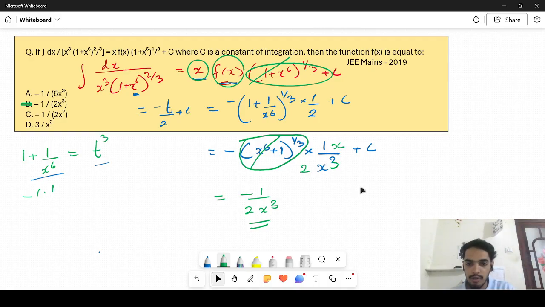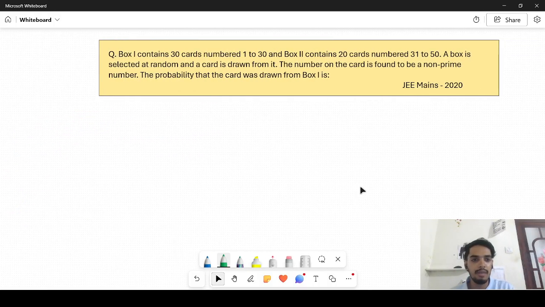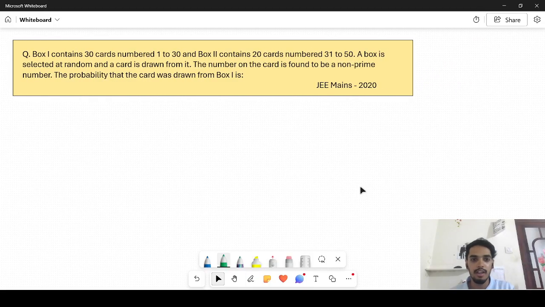Okay, shall we go forward? Maybe this will be our today's last question. This is from our probability chapter. JEE Mains 2020 question.